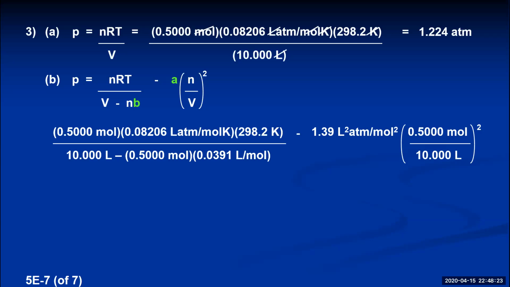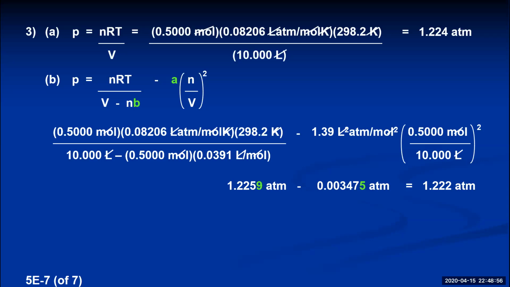In the first term, all the units cancel out except for atmospheres, and we get to 4 significant figures, 1.226 atmospheres. In the second term, all the units cancel out except for atmospheres, and we get to 3 significant figures, 0.00348 atmospheres. Subtracting these 2 numbers, we go by columns past the decimal point. The first term only is accurate 3 places past the decimal point, so the answer will have to be rounded 3 places past the decimal point, and that comes out 1.222 atmospheres.